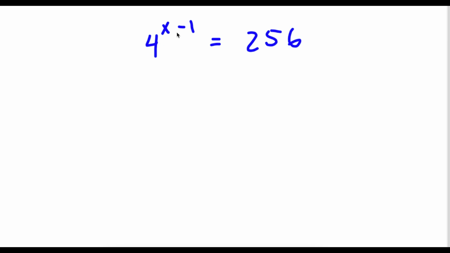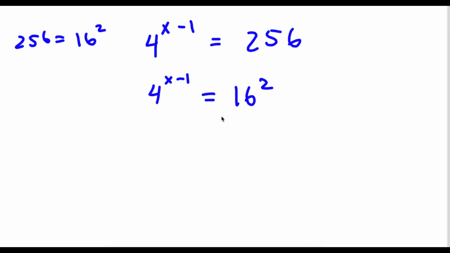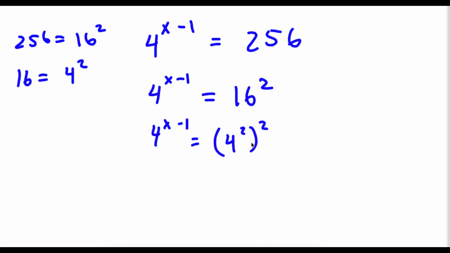So I have 4 to the power of x minus 1 is equal to 256. Now 256, this is equal to 16 squared. So now I have 4 to the power of x minus 1 is equal to 16 squared. Now 16, this is equal to 4 squared. So now I have 4 to the power of x minus 1 is equal to 4 squared to the power of 2.